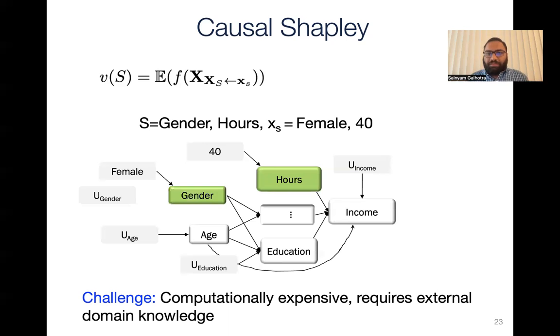This approach is good because the interventions it considers are causally consistent, but it has a number of challenges: it's computationally expensive to consider these interventions and requires additional domain knowledge to model the causal graph.